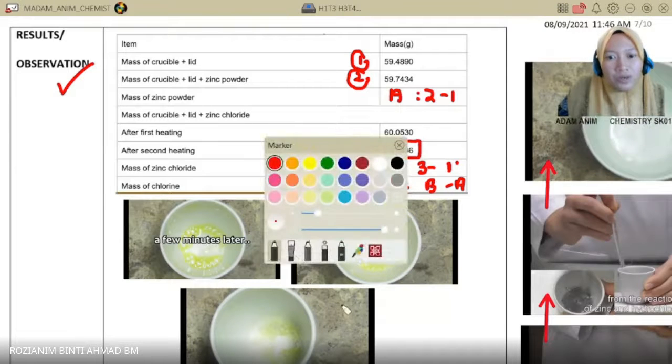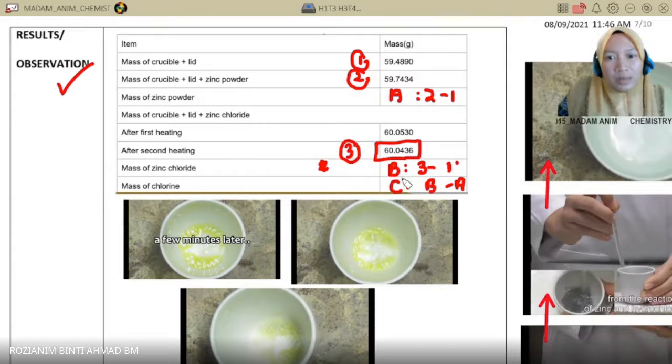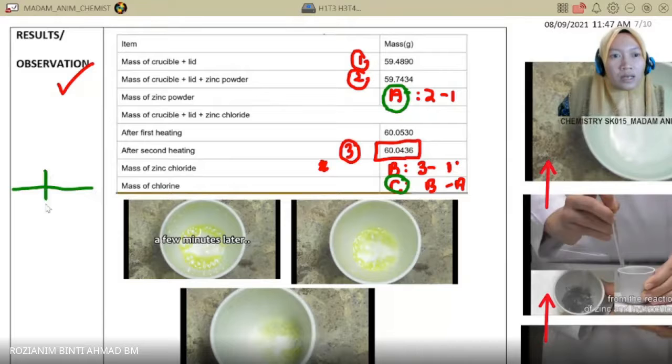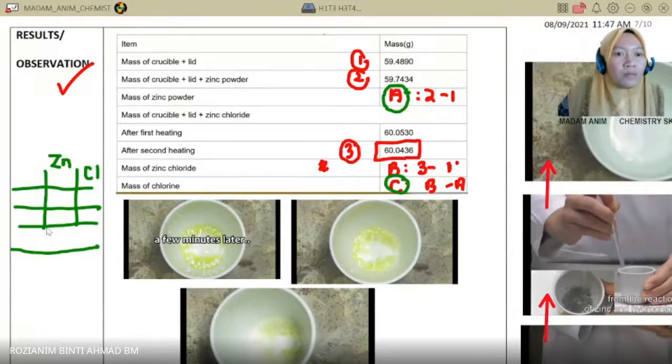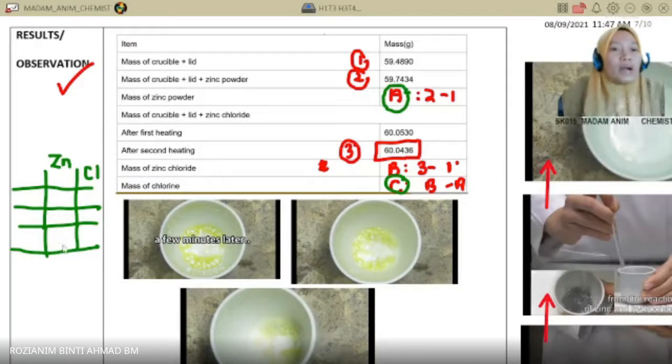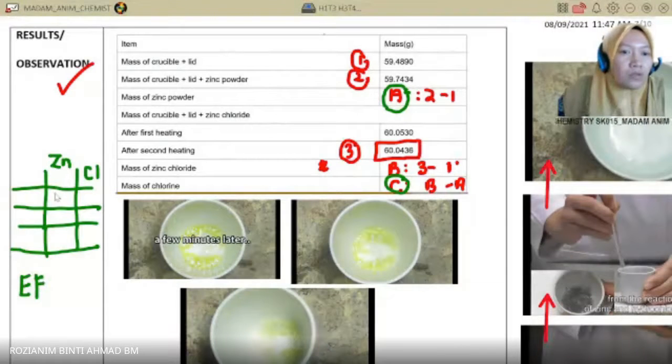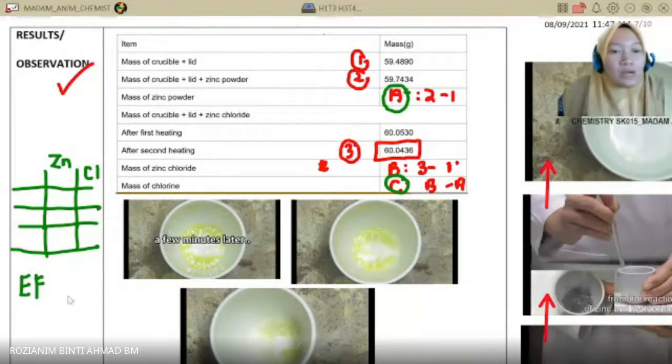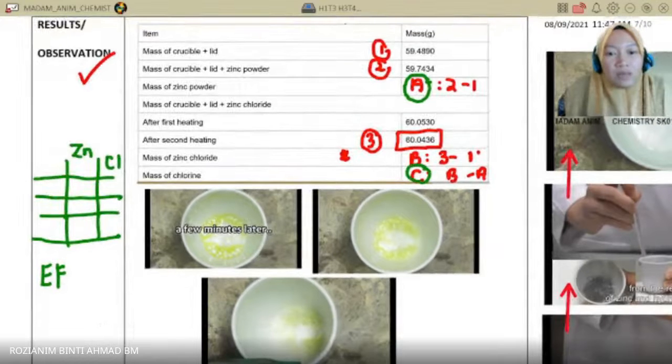Okay, so what should you do? Daripada nilai C tadi, mass of chlorine and mass of zinc powder, so nak buat apa? You construct dalam empirical formula. Zinc, chlorine. So, saya let to you untuk you construct empirical formula. Okay, so the question is, what is the theoretical formula of empirical belong to the zinc chloride compound kita? Kalau ikut teori, apakah molecular formulanya? Okay, what is the empirical formula theoretical for zinc chloride?